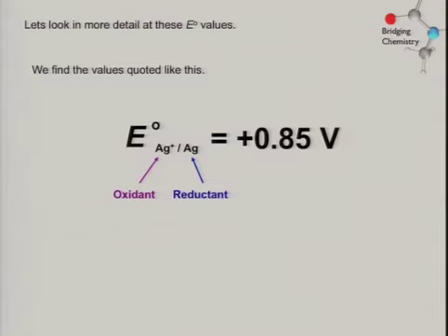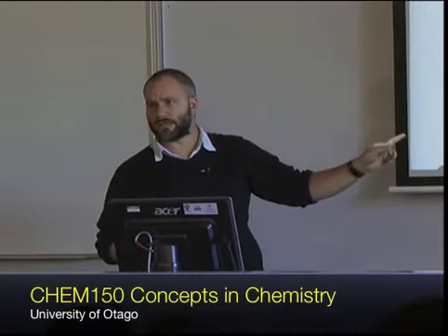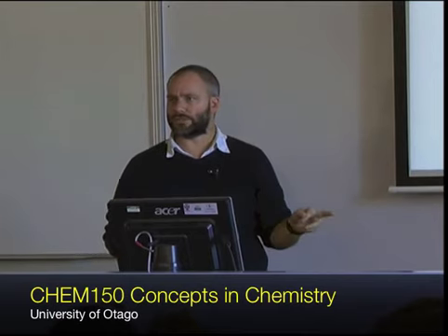Does that even remotely make sense? It's not a big deal if you don't get this yet. The important thing is that the first thing is the oxidant. And when we write this number like this, the reduction potential refers to the reaction of Ag plus gaining an electron and turning into Ag. Right?